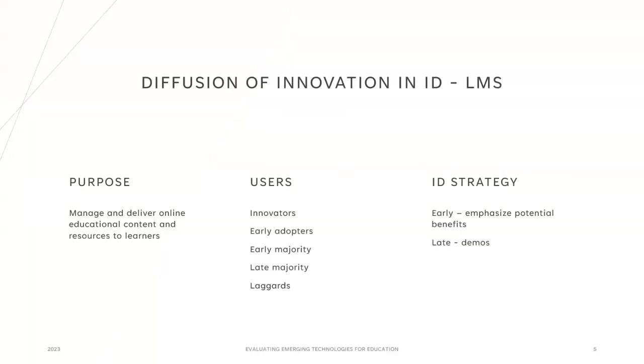Now let's take a look at how we could apply the model, diffusion of innovation, in our instructional design field. One great example would be for LMS, learning management systems. What's the purpose of a learning management system? Well, to manage and deliver online educational content and resources to learners. Now, as a reminder, our users are innovators, early adopters, early majority, late majority, and laggards.